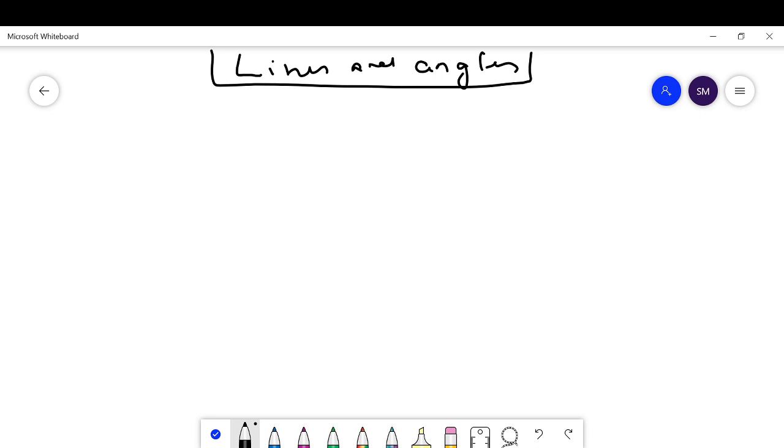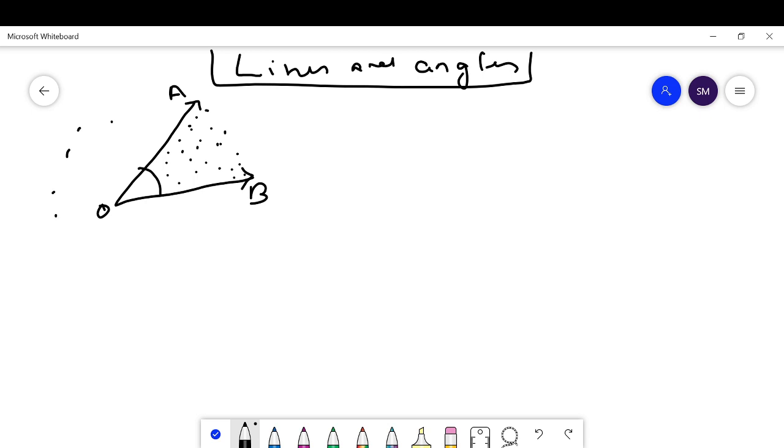What is an angle? Suppose AOB is an angle. OA and OB are two sides of the angle. AOB is the angle, and this area is called the interior of the angle, and this area is called the exterior of this angle.